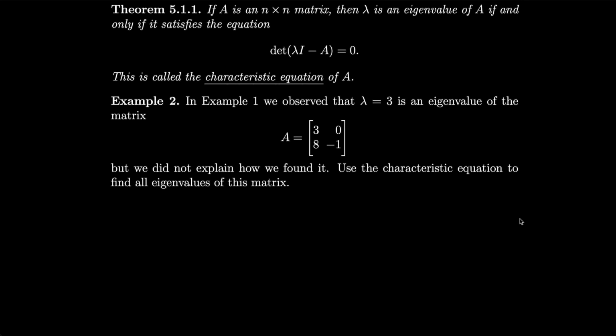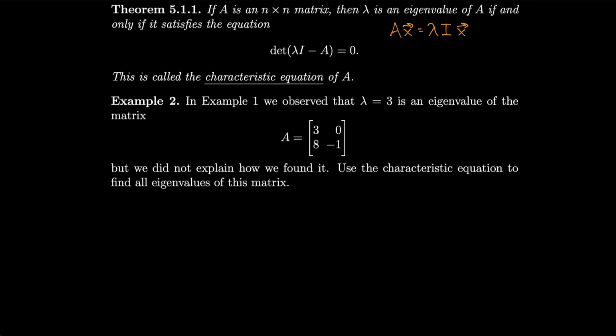If A is an n by n matrix, then lambda is an eigenvalue of A if and only if it satisfies the equation determinant of lambda I minus A equals 0. To see why this is true, just write out the definition of an eigenvalue, eigenvector. That means that A times x has to be lambda times x, but that's the same thing as writing lambda times the identity times x. Right, the identity won't change anything.